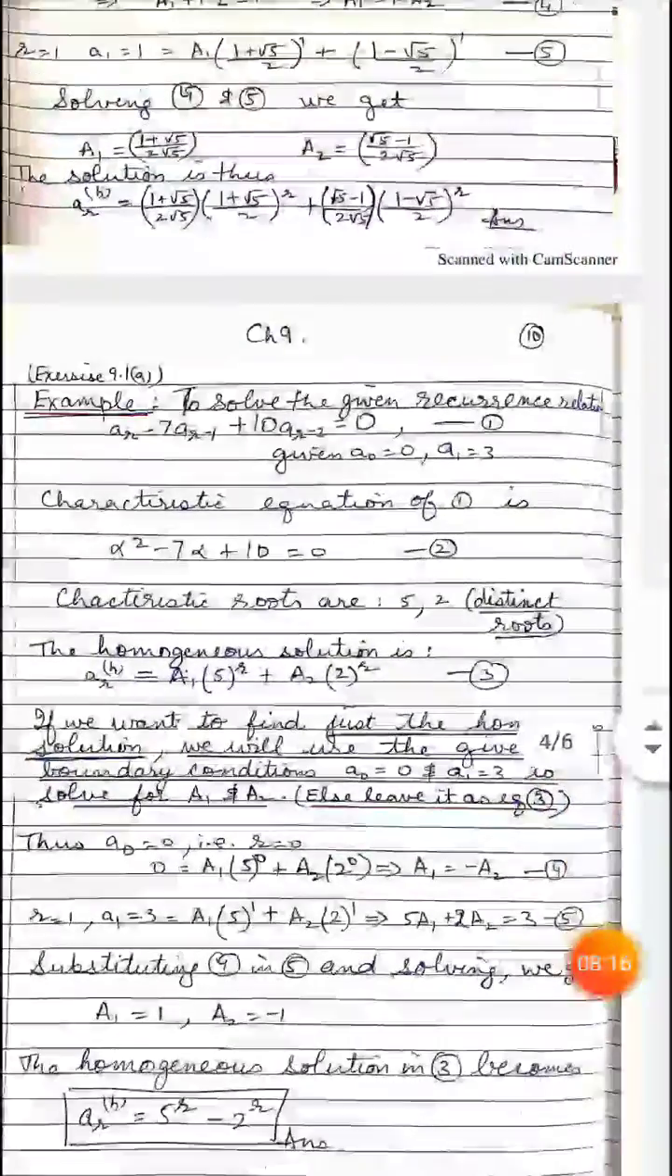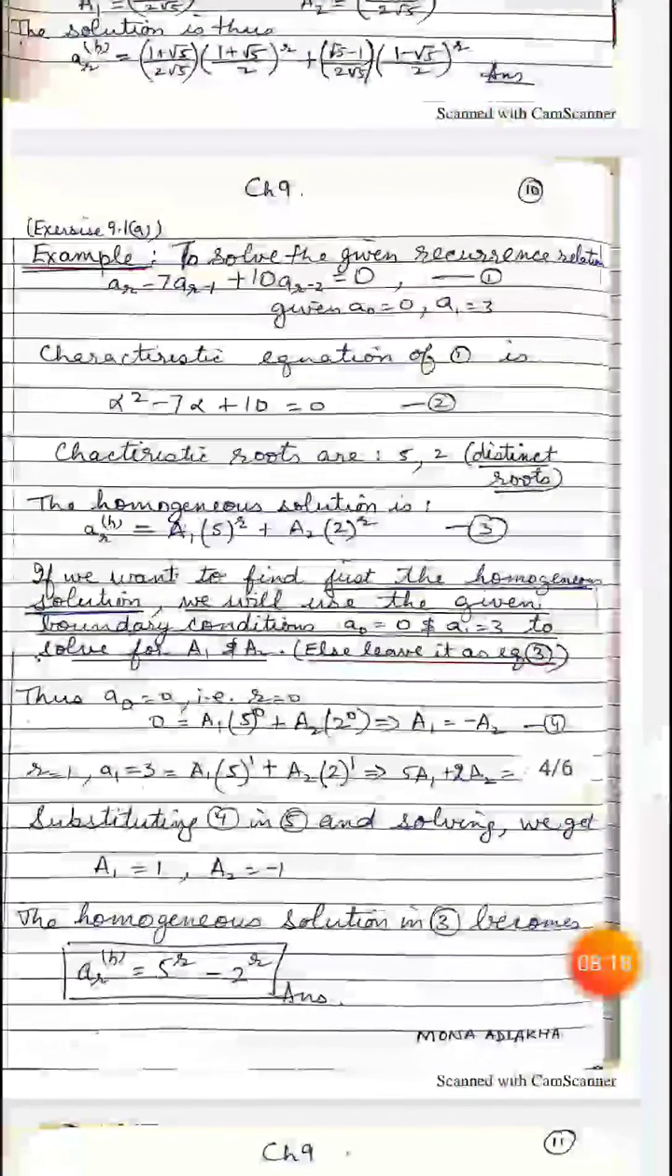Okay, now take another example, and this is in fact from the back exercise 9.1a. You're given a linear recurrence relation and two boundary conditions, and from this you can see that it is a second order linear recurrence relation with constant coefficients. Since you're given two boundary conditions, two consecutive terms, you know that you'll be able to find a unique solution.